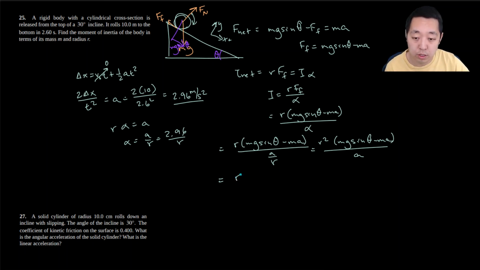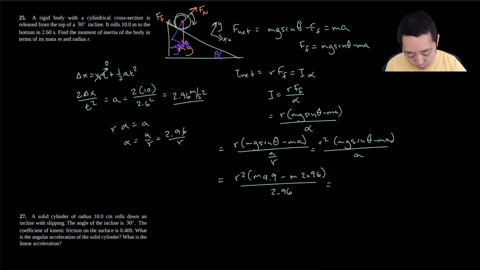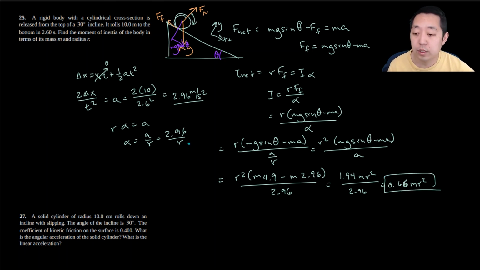And so I'm going to have r squared times m. g times sine theta is 9.8 times sine of 30 degrees, which is 0.5, so that's 4.9, minus m times 2.96, all over 2.96. So I just subtract the 4.9 minus the 2.96. This is going to be 1.94 mr squared over 2.96. And finally, I just divide 1.94 by 2.96, and I get 0.6566 mr squared. That would be its rotational inertia.